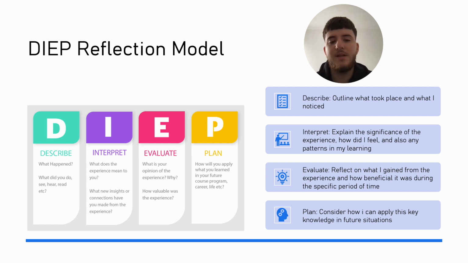Today in my module and presentation, I'll be including the DIEP reflection model: Describe, interpret, evaluate and plan. Describe: outline what took place and what I noticed. Interpret: explain the significance of the experience, how I felt, and any patterns in my learning. Evaluate: reflect on what I gained from the experience and how beneficial it was during that specific period of time. Plan: consider how I can apply this key knowledge in future situations, such as in my university career.